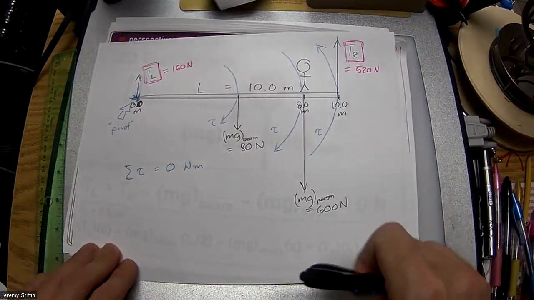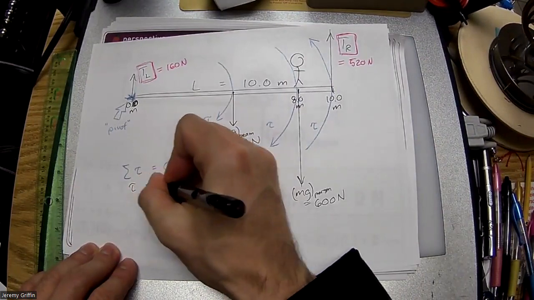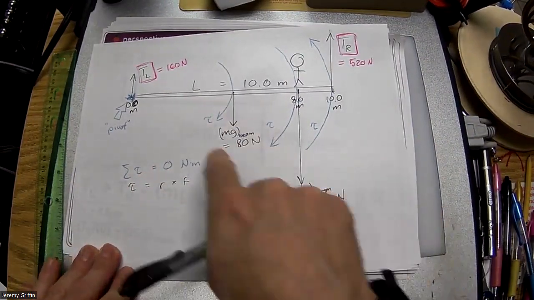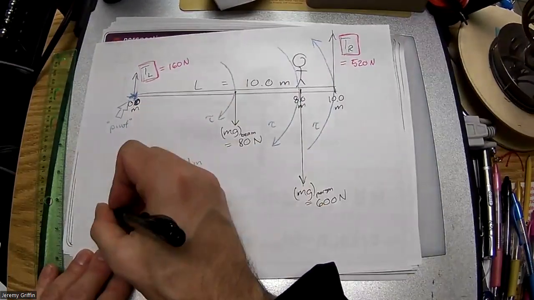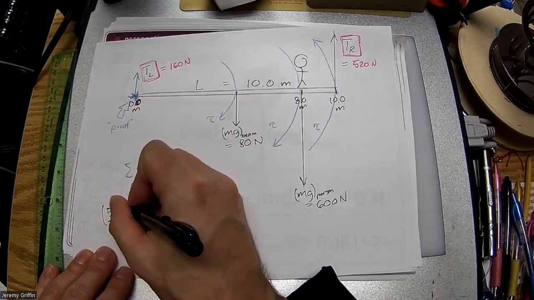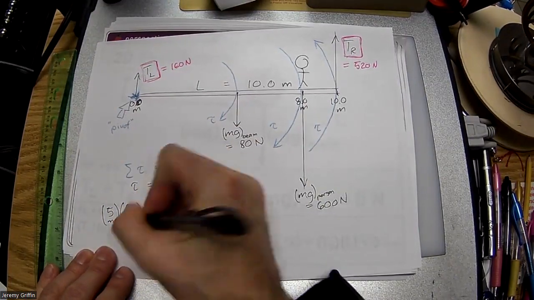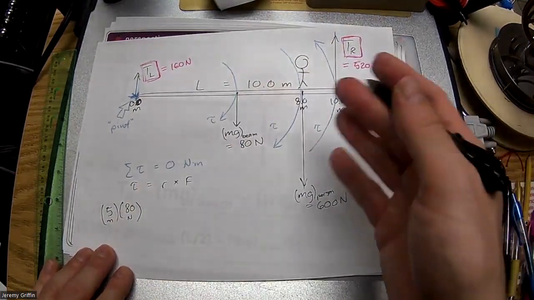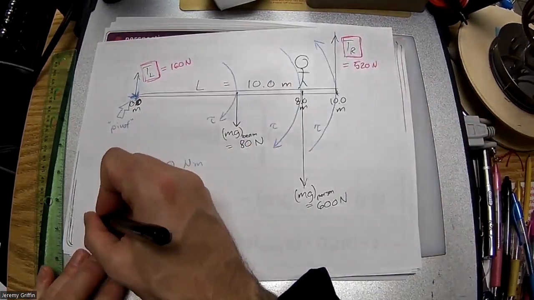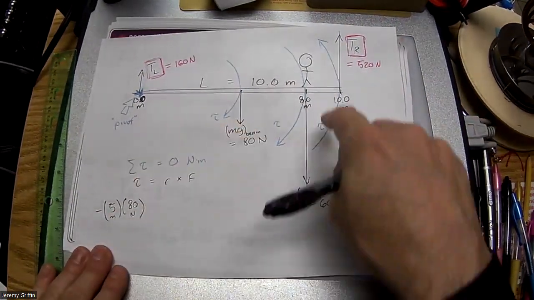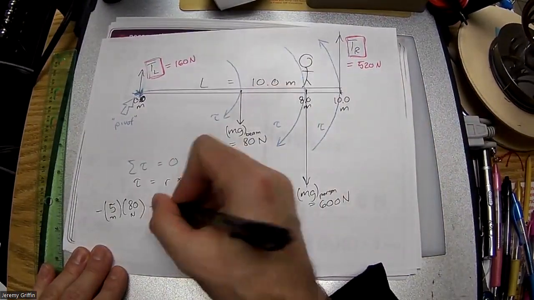Okay. Right. Now, I know that torque is R cross F. So let's do 5 meters crossed with 80 newtons. Now that's clockwise. Traditionally, you call clockwise negative, so I'll just go ahead and throw a negative sign in there. Right. Here's another clockwise queued up, so I'll say also minus.